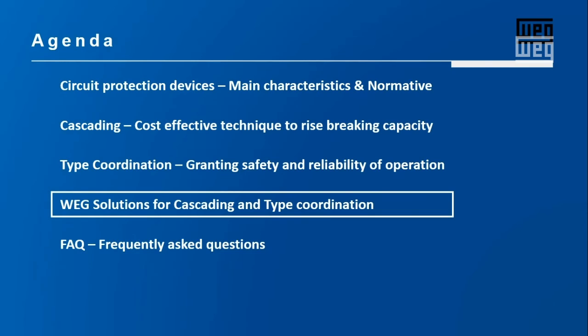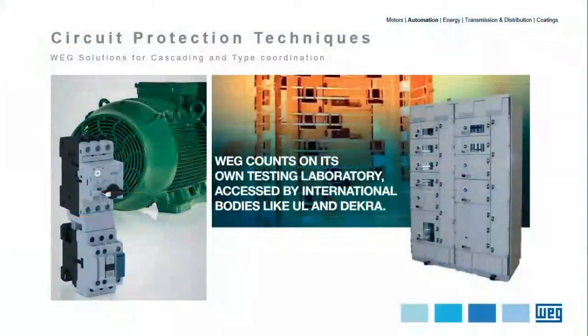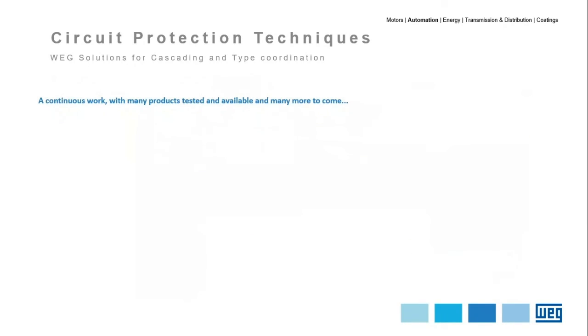Now that both techniques have been explored, let me show you what WEG has to offer concerning it, and where you may find the combinations recommended for that. WEG counts on its own testing laboratory, accredited by international bodies such as DEKRA and UL. This is a continuous work. Besides, we have a wide range of possibilities already tested and listed in our literature. Our engineering and laboratory keep working on new combinations and new ratings.